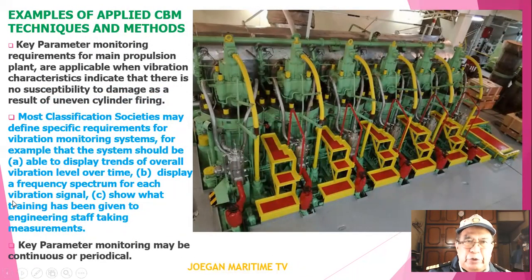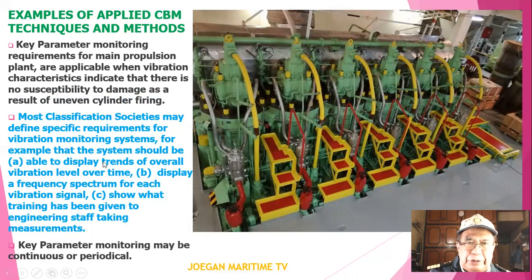Key parameter monitoring requirements for main propulsion plant are applicable when vibration characteristics indicate that there is no susceptibility to damage as a result of uneven cylinder firing. Most classification societies may define specific requirements for vibration monitoring systems.